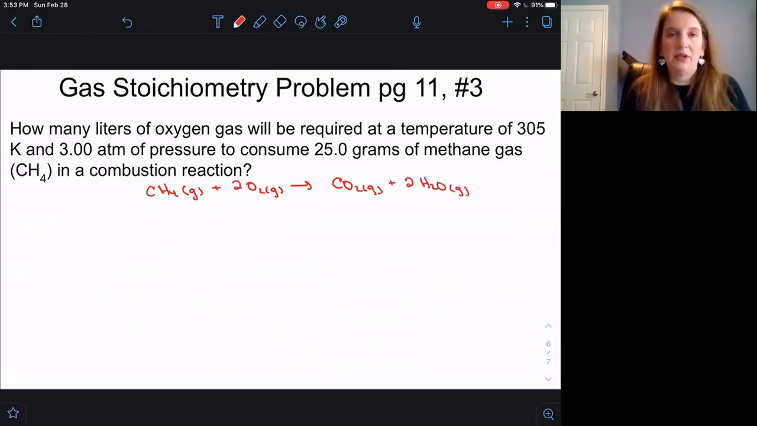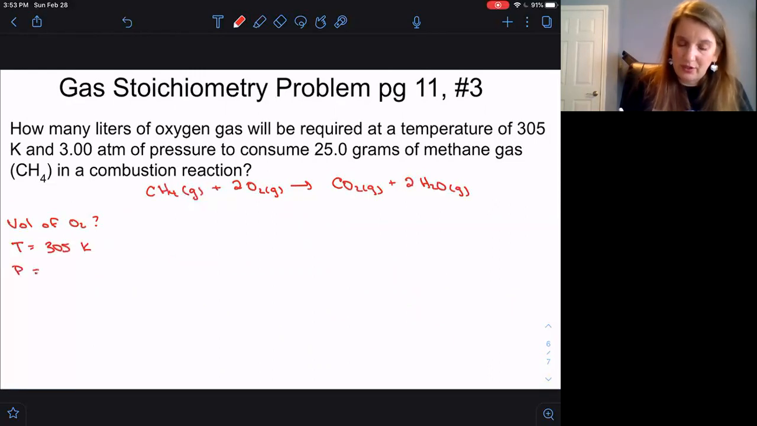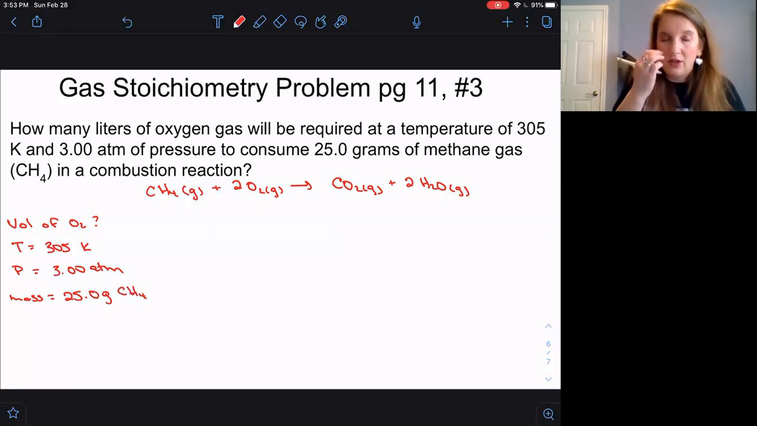There we go. Now I want to list out all of my variables. So I'm looking for the volume of oxygen. That's my unknown. I've got a temperature of 305 Kelvin. I have a pressure of 3 atmospheres. And I have a mass of 25.0 grams of methane. All right, so we have to find one of the gas law variables. We're trying to look for the volume. So that means we're going to have to start with stoichiometry.